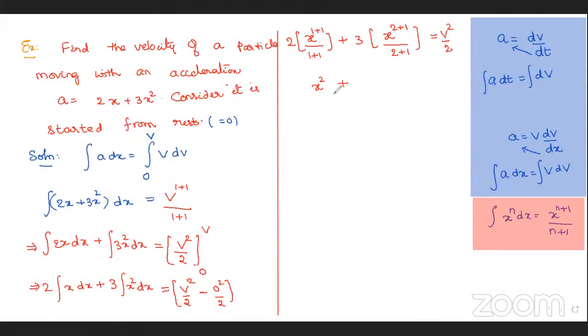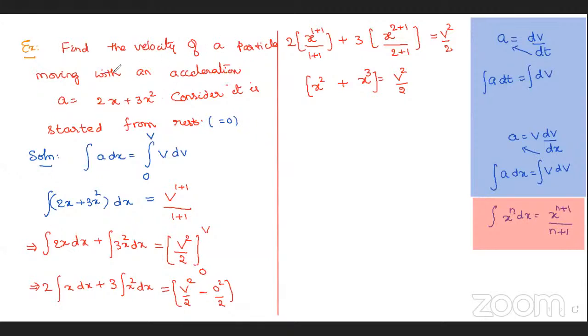You will get such type of equation. Exactly. X square plus 2 plus 1, 3 cancel. Then you will get x cube is equals to v square by 2. But keep in mind, we did not substitute the limits here now. Those limits I have to give here.